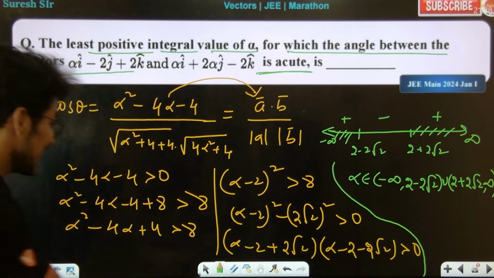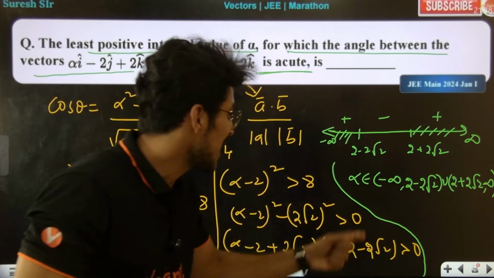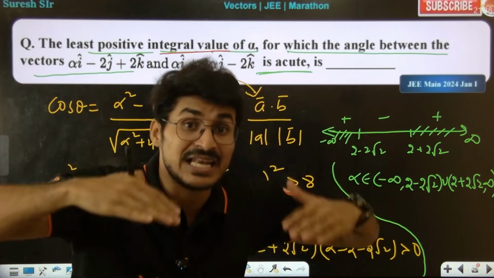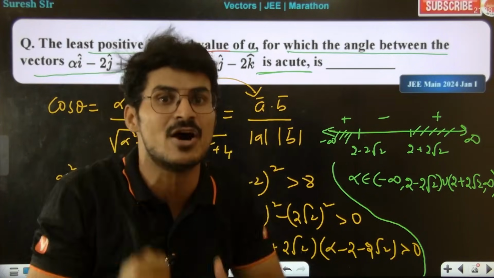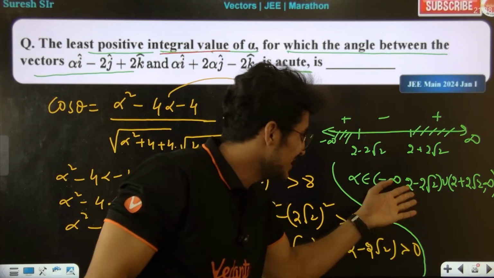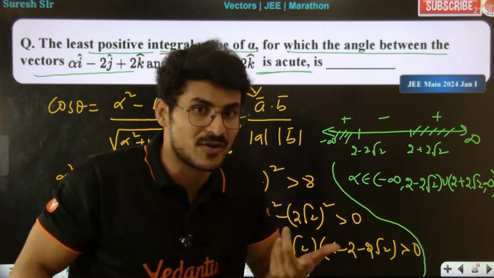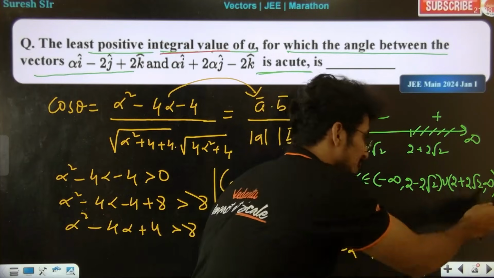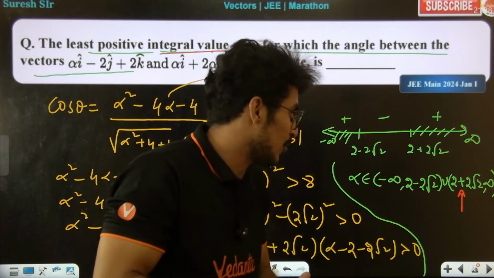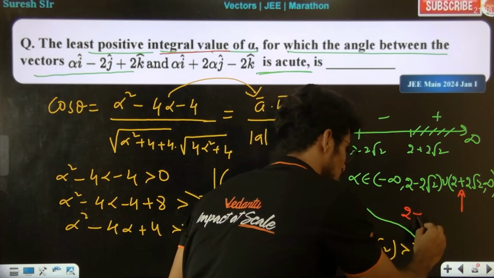What is the question? The least positive integral value of alpha. Alpha belongs to this range. In that, least positive means I don't mind about the negative part; I need positive values of alpha. Least positive is about 2 plus 2 root 2, so we have to see that over here. Go to that and find the root: 2 plus 2 root 2.